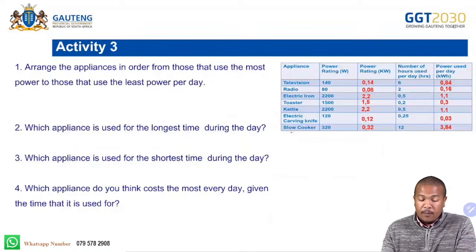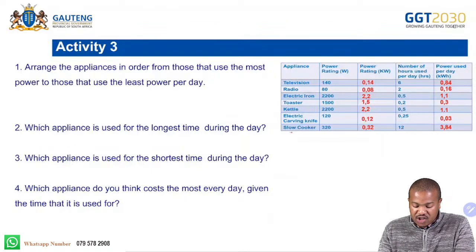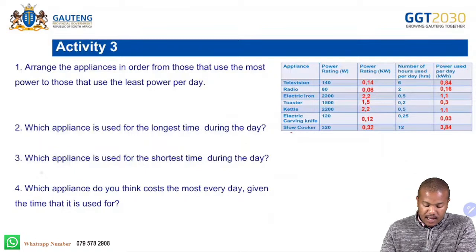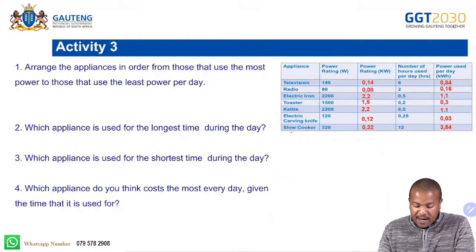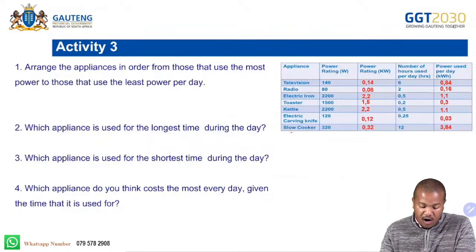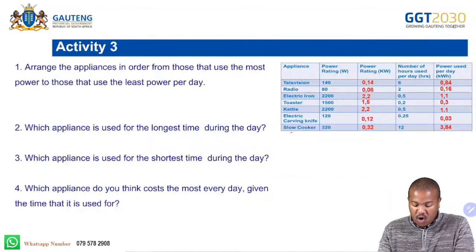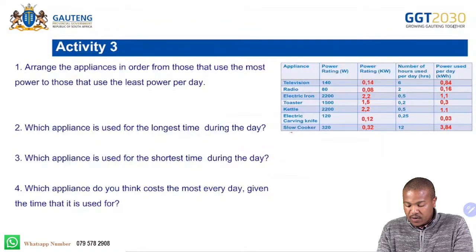Then number 2, which appliance is used for the longest time during the day? Number 3, which appliance is used for the shortest time during the day? Then number 4, which appliance do you think costs the most every day given the time that it is used for? So I'm going to give you 4 minutes to copy and complete this activity. Then after that, we shall wrap up our lesson.